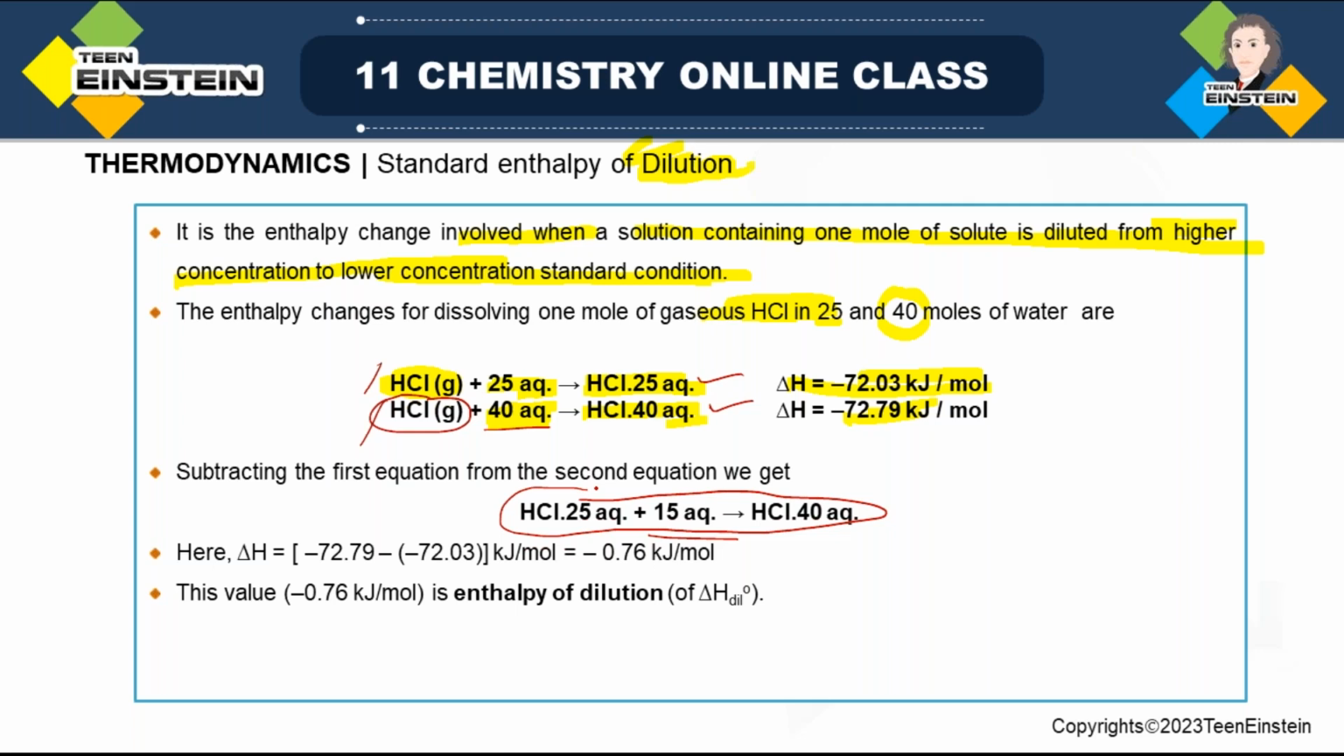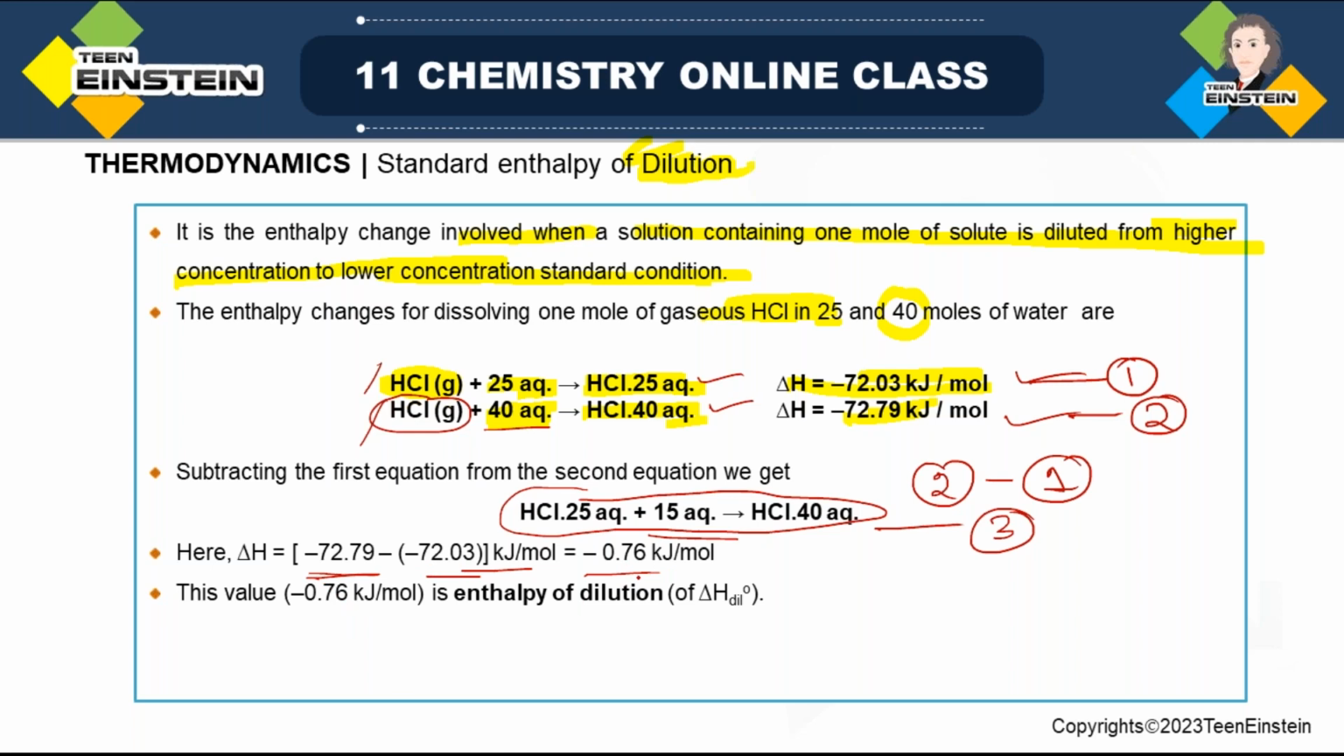And we know as H is a state function, whenever we add or subtract an equation, accordingly you can also do the same for the ΔH values of the individual equations. Suppose this is equation number 1 and this is equation number 2, and we have subtracted equation 1 from 2. That means when you want to know the ΔH value for this third process, it will be minus 72.79 minus this value. Now minus minus cancelled. So ultimately the difference is minus 0.76 kilojoule per mole.